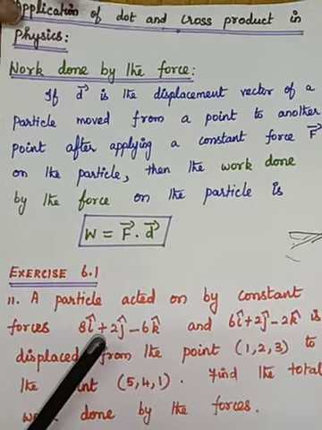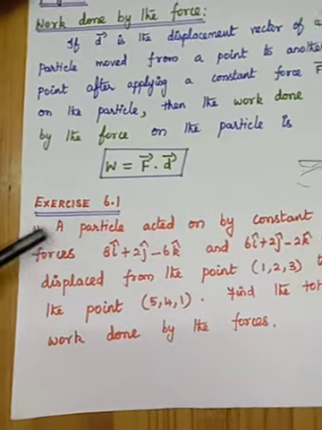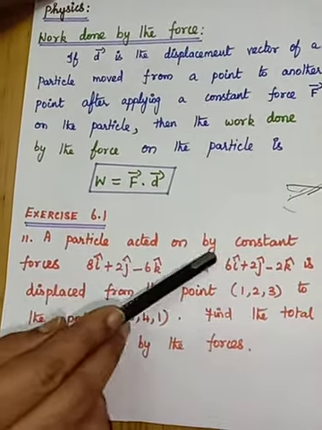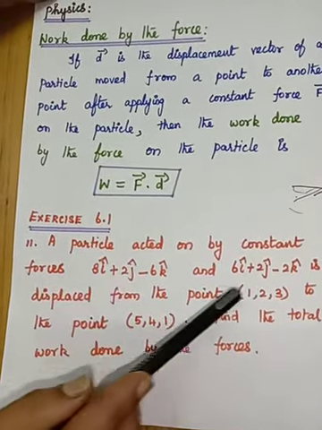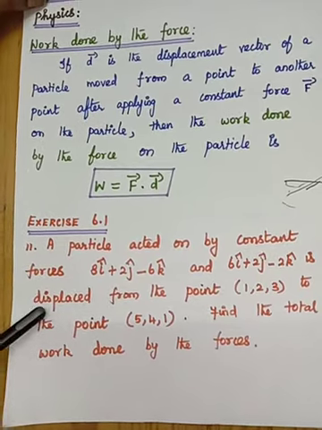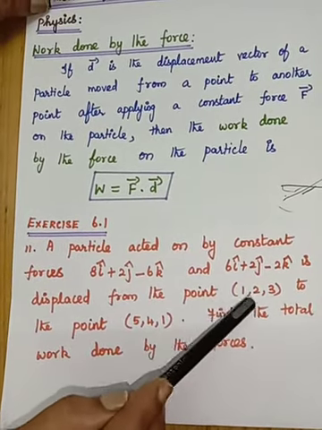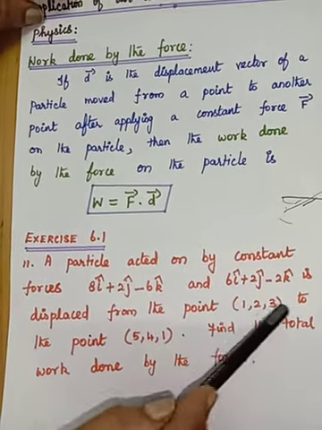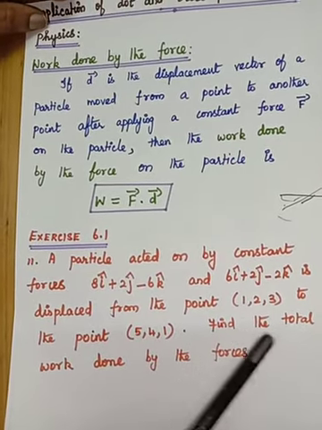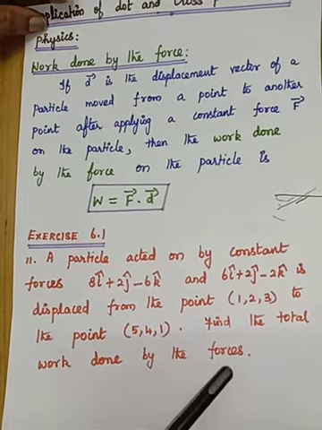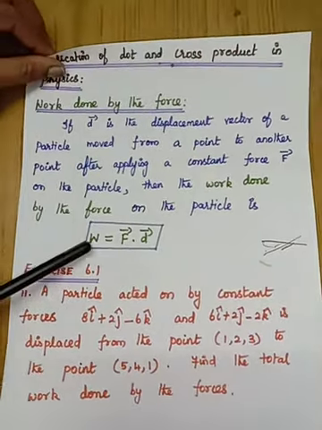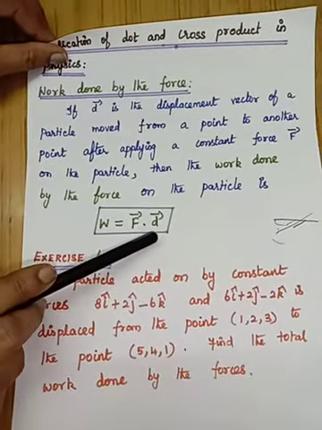Now we are going to see exercise 6.1, the 11th problem. A particle acted on by constant forces, two forces are given here, is displaced from the point (1, 2, 3) to the point (5, 4, 1). Find the total work done by the forces. See, the formula is W equals F vector dot D vector.